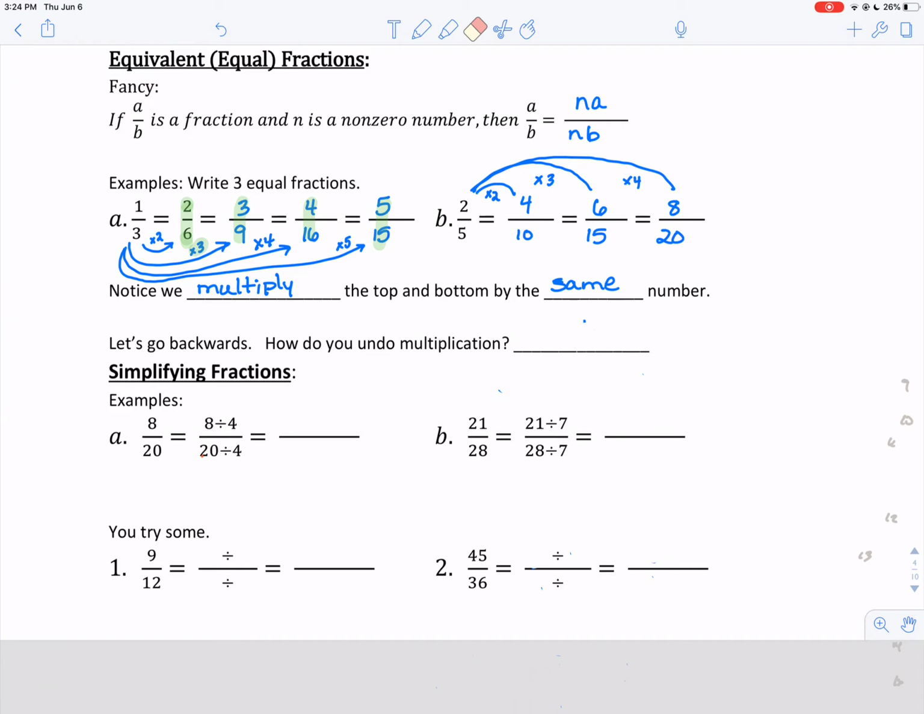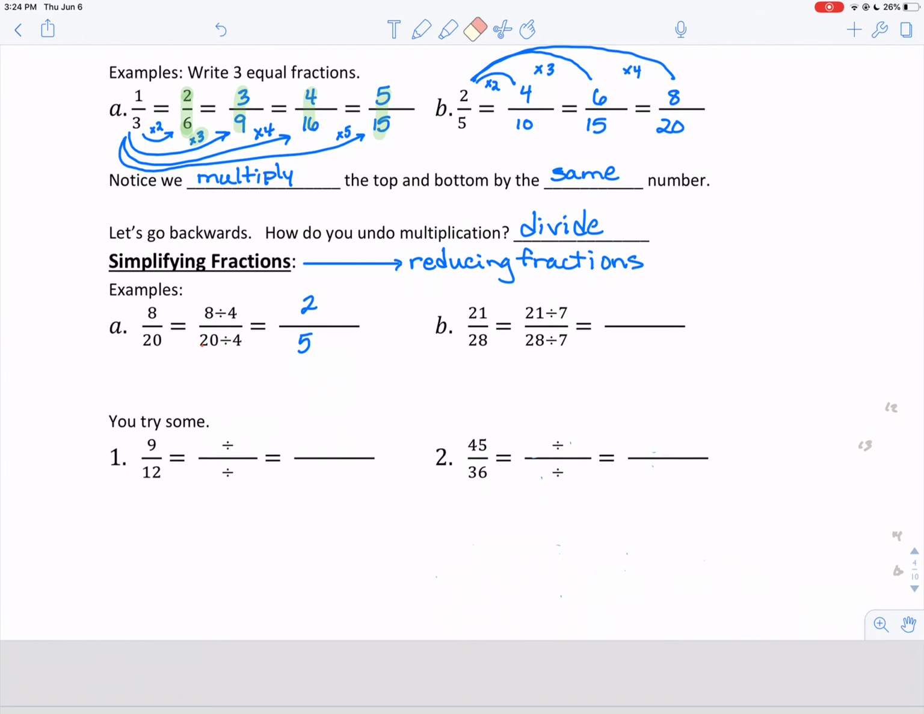So now let's go backwards. How do you undo multiplication? You undo multiplication by dividing. So instead of multiplying the top and bottom by the same number, now we're just going to divide. So 8/10 can reduce to 2/5. So simplifying fractions can also be called reducing fractions.